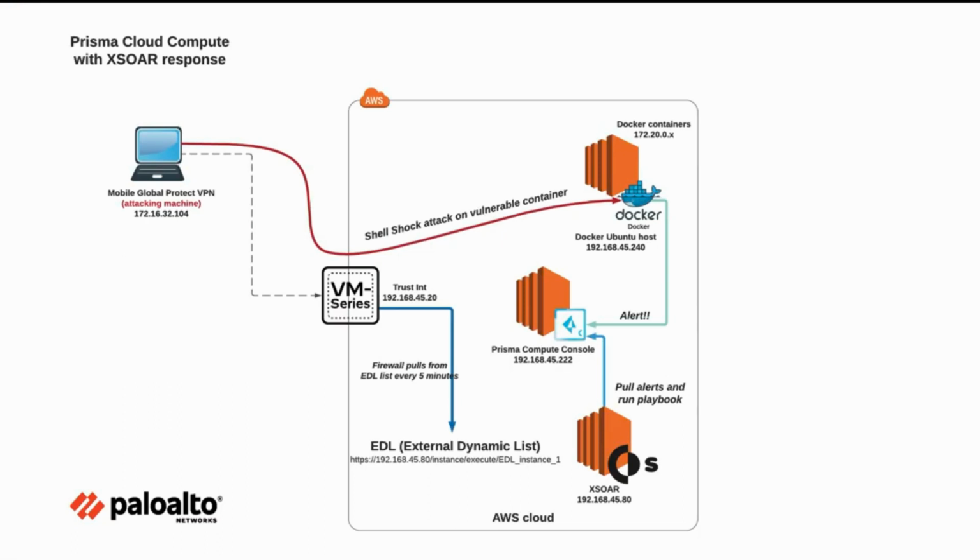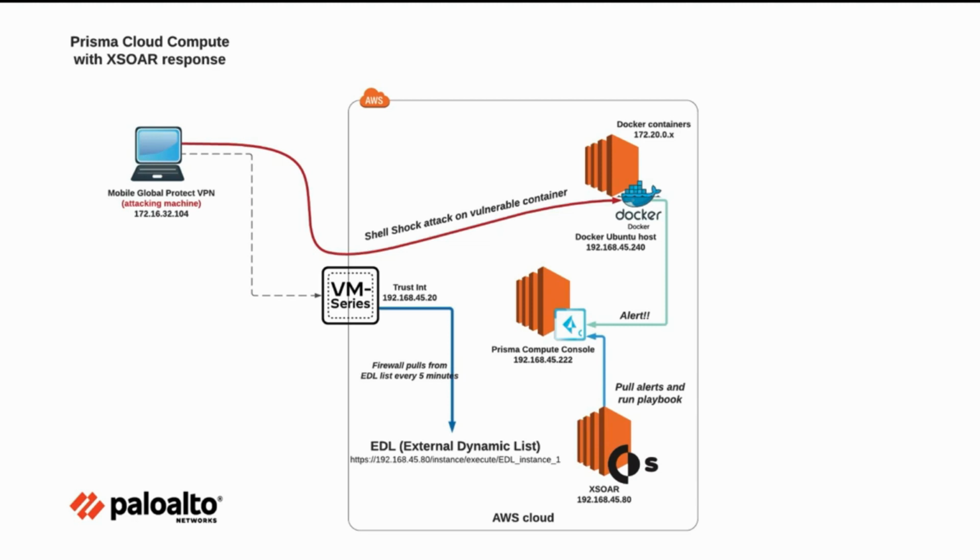Here's the environment. This is my MacBook on the left, and I'm going to be shell shocking a container and attacking it, and we're going to watch the sequence of events that happens immediately after. Shell shock, if you're not familiar, is a vulnerability in Bash 4.3 and lower, and essentially if you send a custom HTTP header to the victim, you can get it to execute commands that it wasn't expecting to.